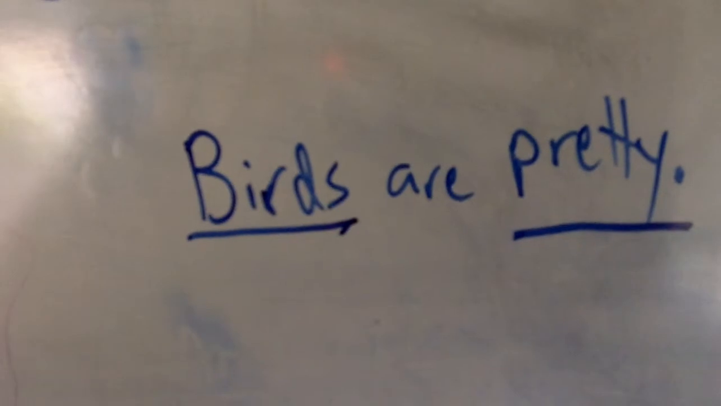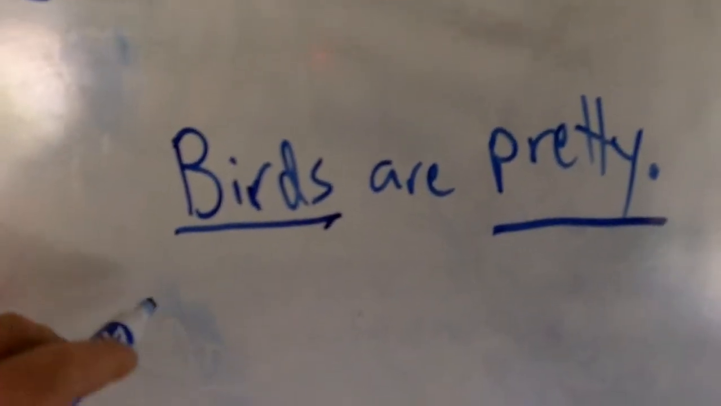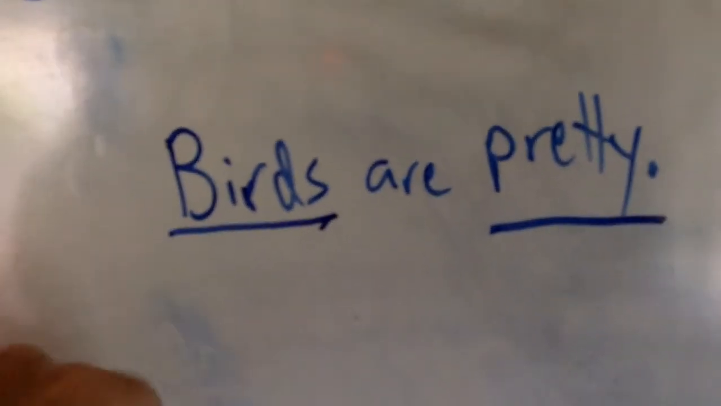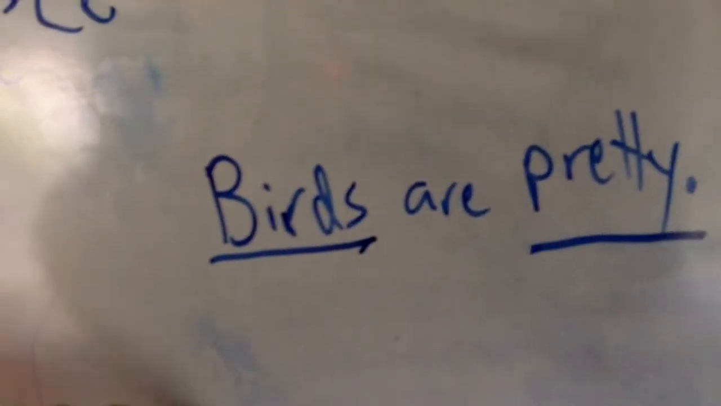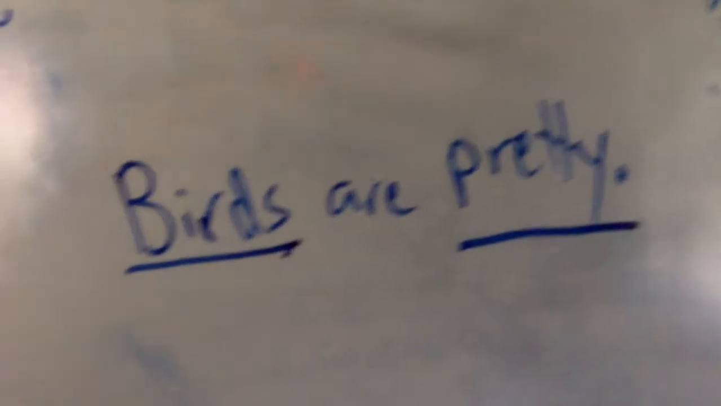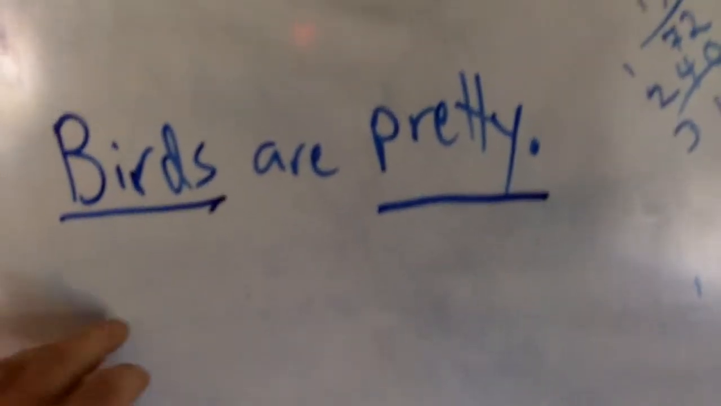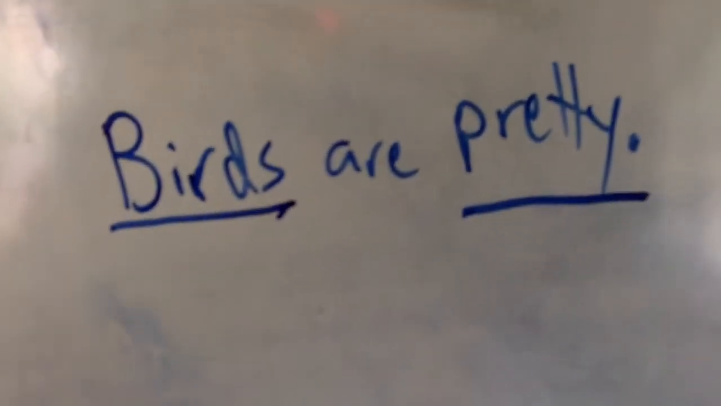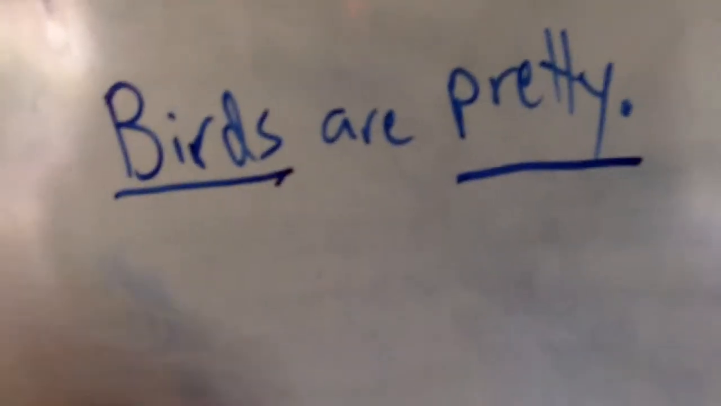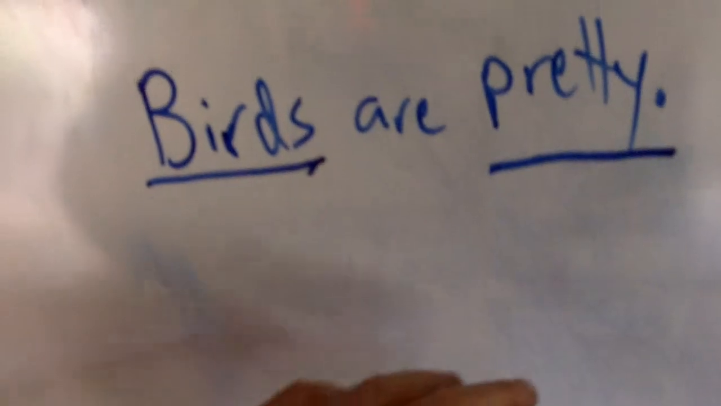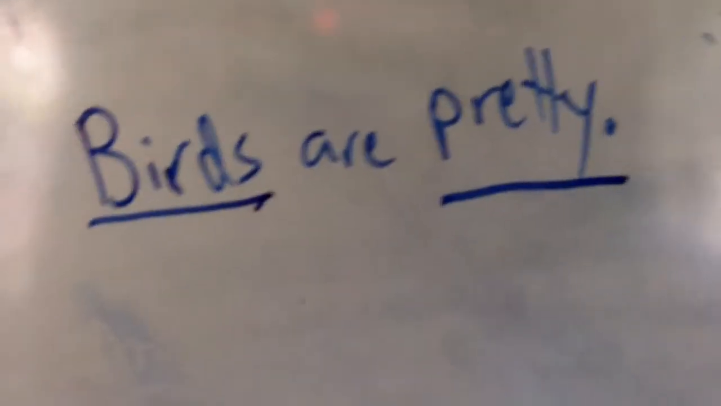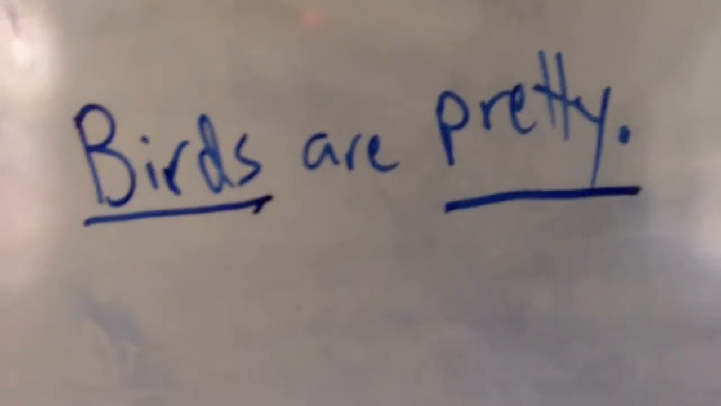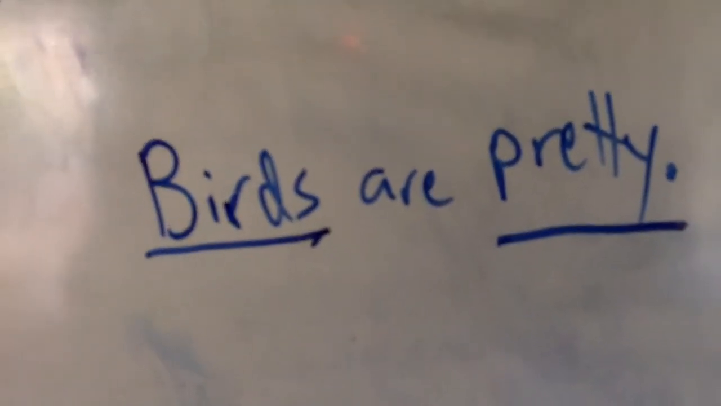A compound premise is one that has, for example, more than one subject in one sentence. Say, birds and lizards are pretty. Or you say birds are pretty and ridiculous. Whether the simple premises that make up the compound premise are true or false doesn't matter. In fact, it's a good way to confuse people.